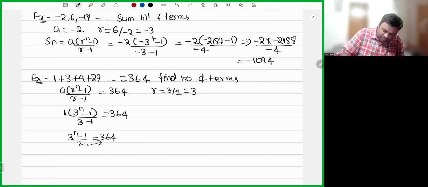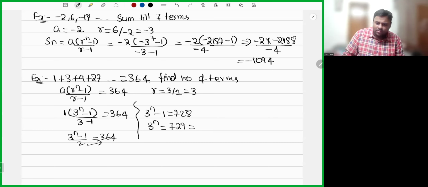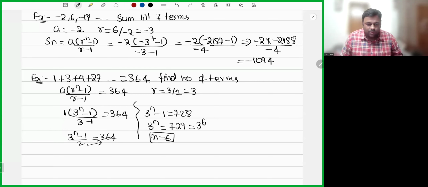Cross multiplication. 364 into 2. 3 power n minus 1 is equal to 728. 3 power n is equal to 729. Now, how will you write 729 in terms of 3? I hope 3 power 6. Let me check. 3 square, cube, power 4, power 5, power 6. Yes, 3 power 6. So bases are equal, powers can be equated. n is equal to 6. Simple sum. There's nothing much difficulty over here.